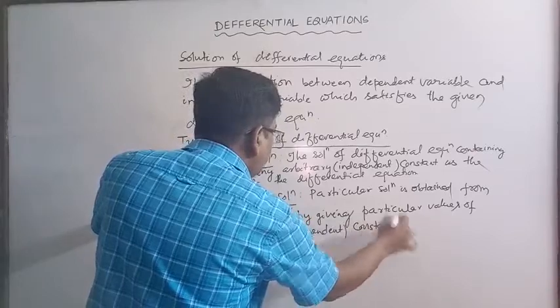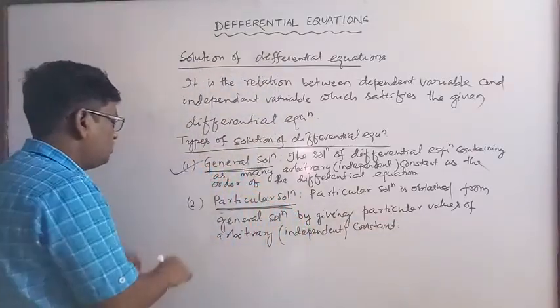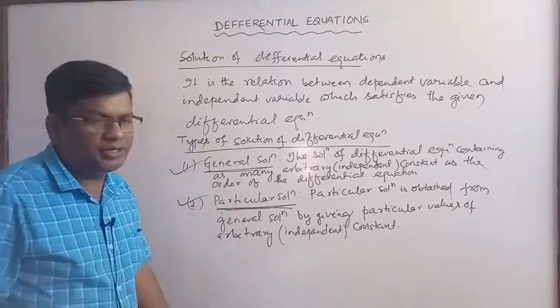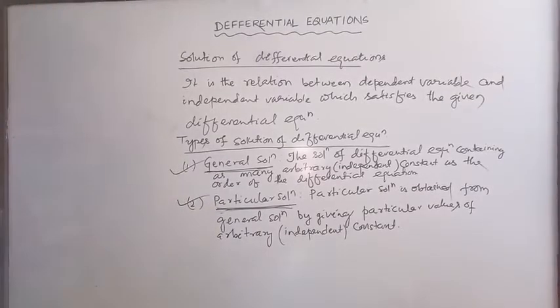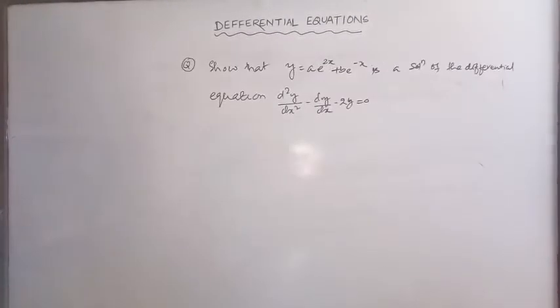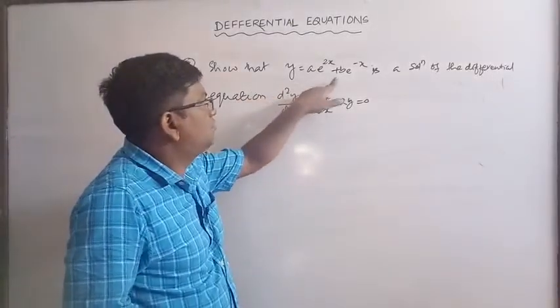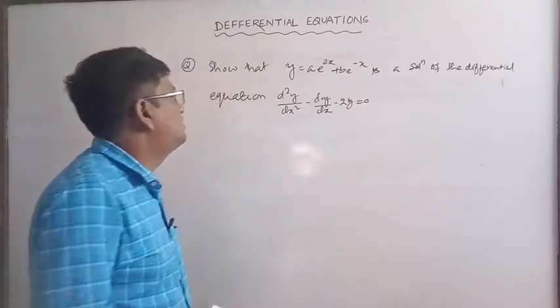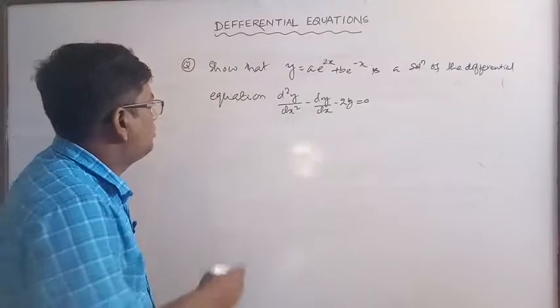Okay, these are two types of solution. Number one is general solution, number two is particular solution. Now some questions related to this. Show that y equal to a e to the power 2x plus b into e to the power minus x is solution of differential equation d square y by dx square minus dy by dx minus 2y equal to 0.